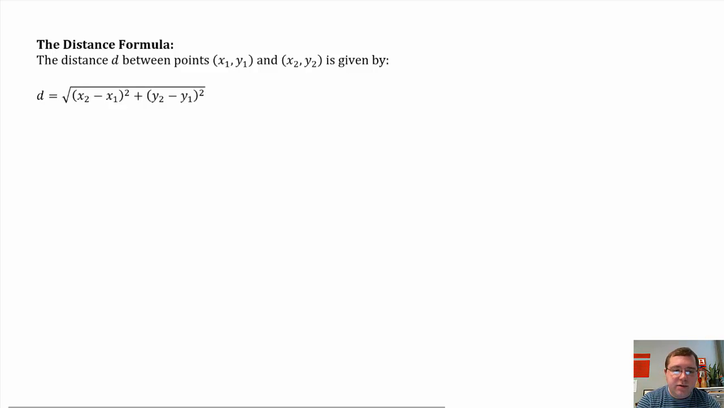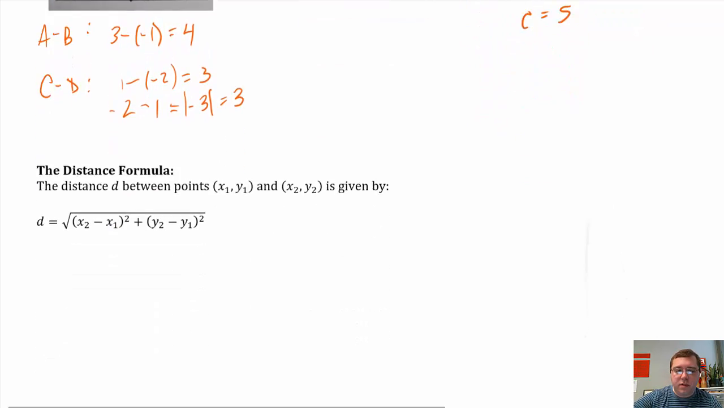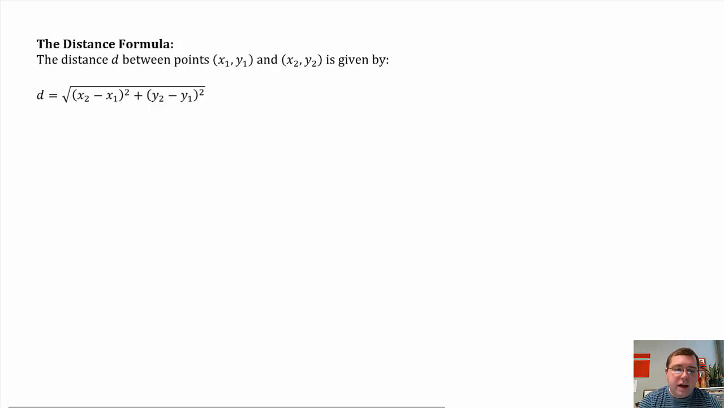The distance d between points (x1, y1) and (x2, y2) is given by the square root. Notice the square root was the last step we did in solving for the distance up here. So the square root of (x2 minus x1) squared plus (y2 minus y1) squared.